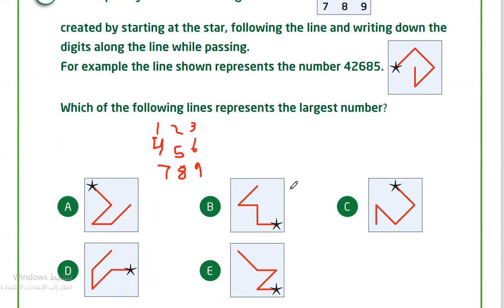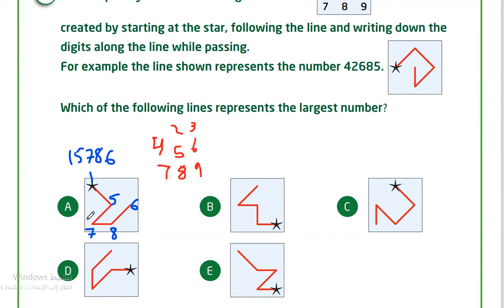So first, with the first option, it starts from 1 and then goes down. You can write it here directly: 1, 5, 7, 8. This also will be 6. So when you write this number, it's 1, 5, 7, 8, 6, right?